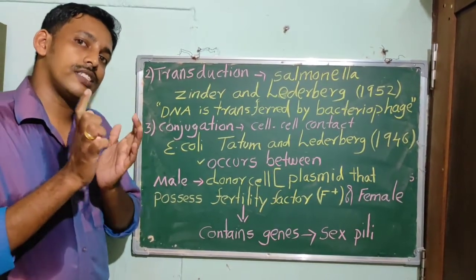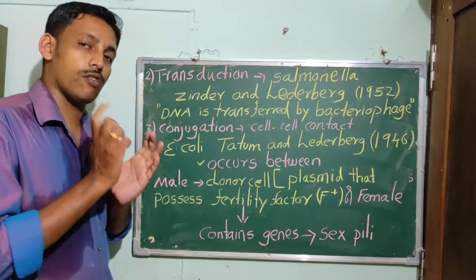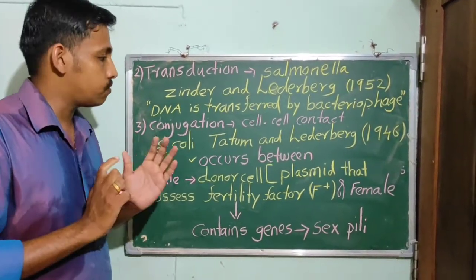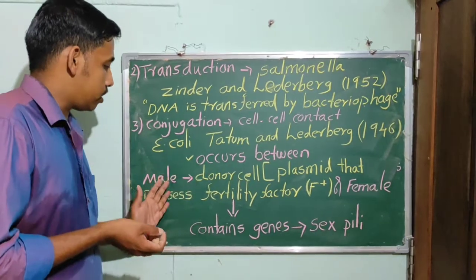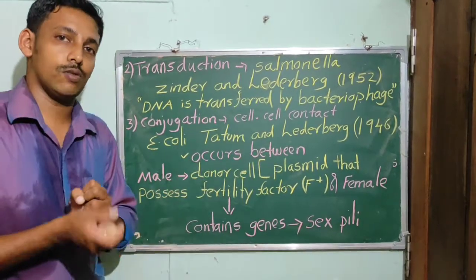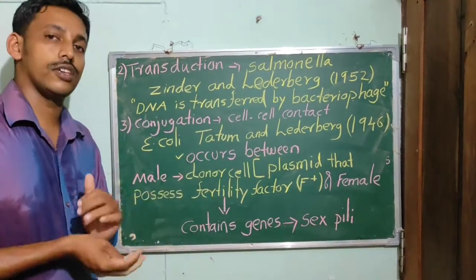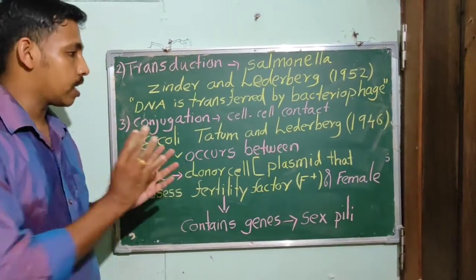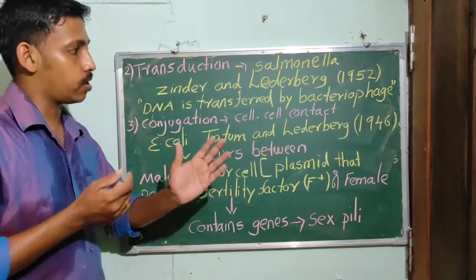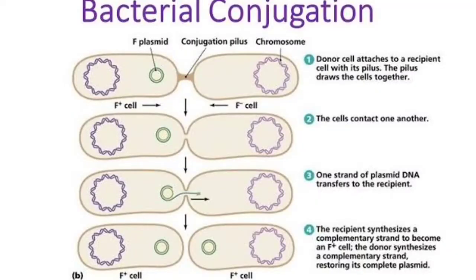So in conjugation, there is an exchange of genes between the males and females. Males have the fertility factor, and females do not. There is cell to cell contact involving the two cells. So these are some of the methods of reproduction in bacteria.